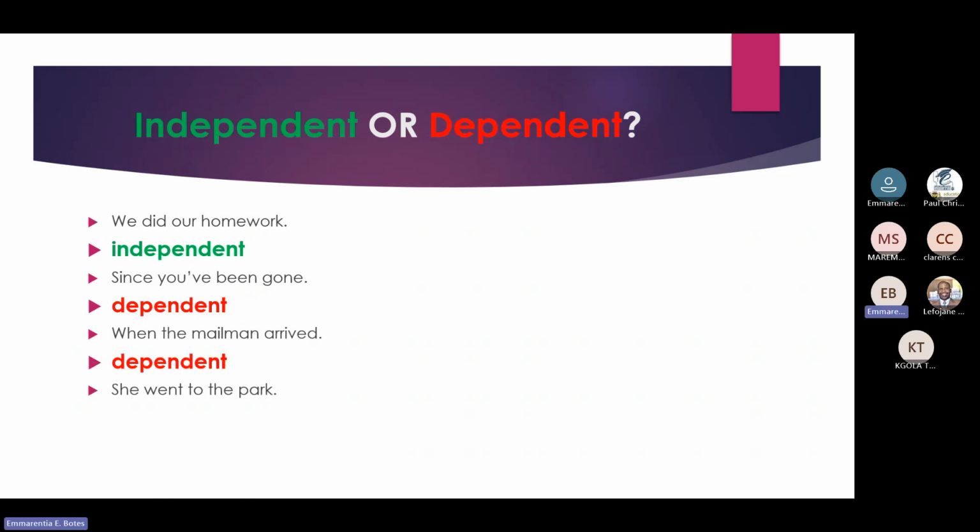Then she went to the park. Now we read it and we think about it. She went to the park. That's enough information to understand the sentence as a whole. There's a subject and there's a predicate. So you can understand that the sentence can stand on its own. So when you identify it, you will say that this is an independent clause.